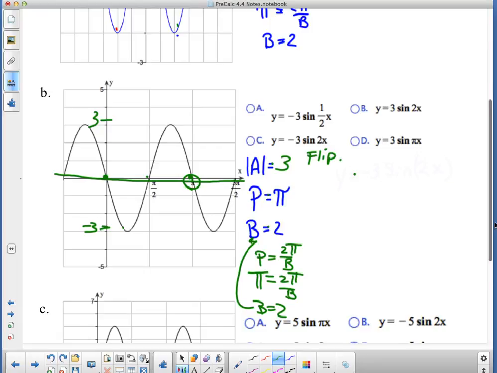So now I should be able to write this as y equals negative 3 sine of 2x. Now, keep in mind, there is no phase shift, there's no k up or down or h left or right on this graph, so I'm going to say it's C.